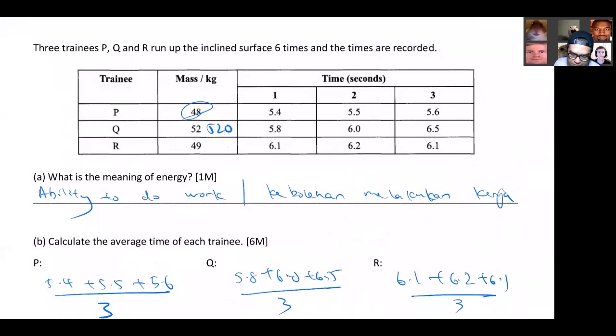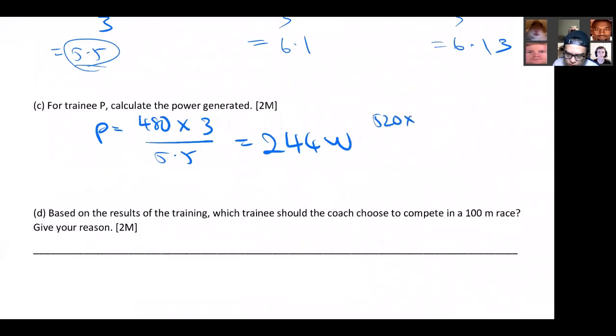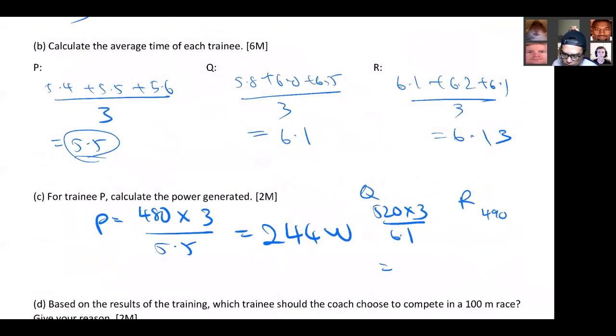Okay, this is 520. This is 490. So 520 times 3 divided by 6.1. This is for Q. And then for R, this is 490 times 3 divided by 6.13. So 520 times 3 divided by 6.1. The answer is 256 watt.